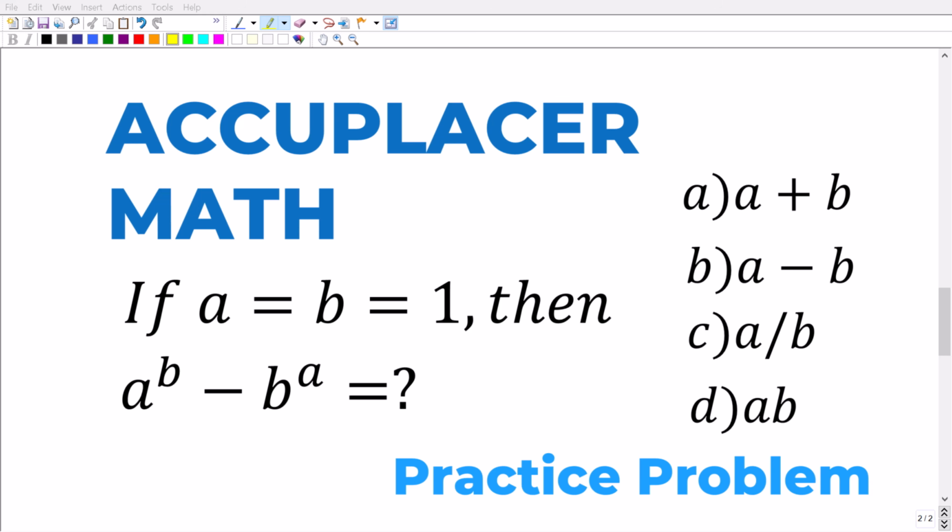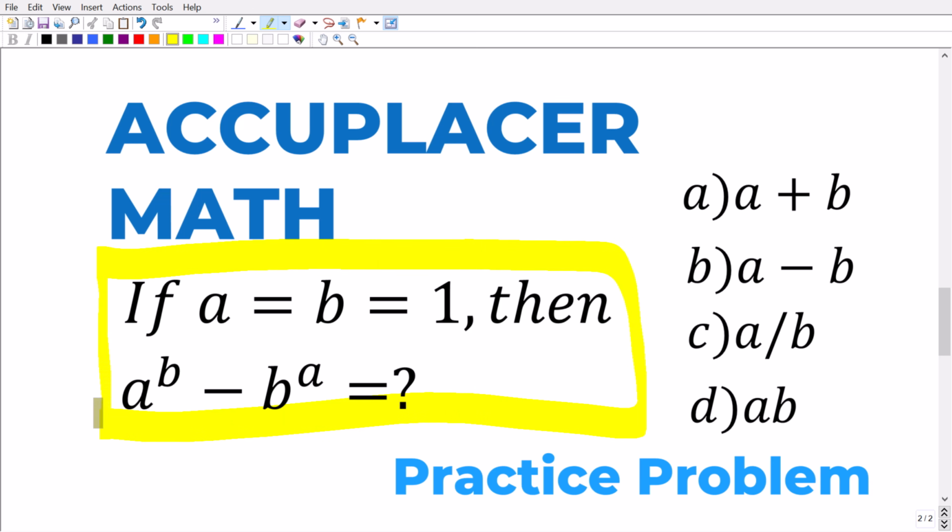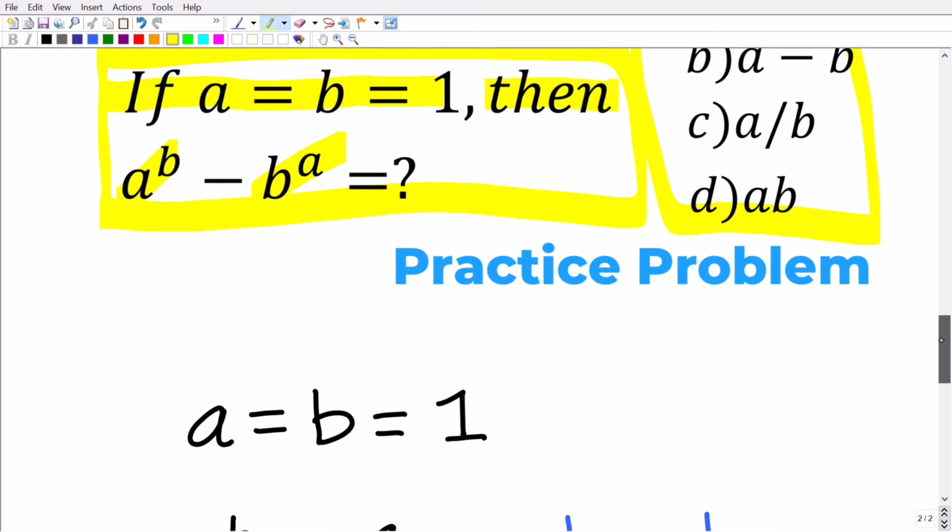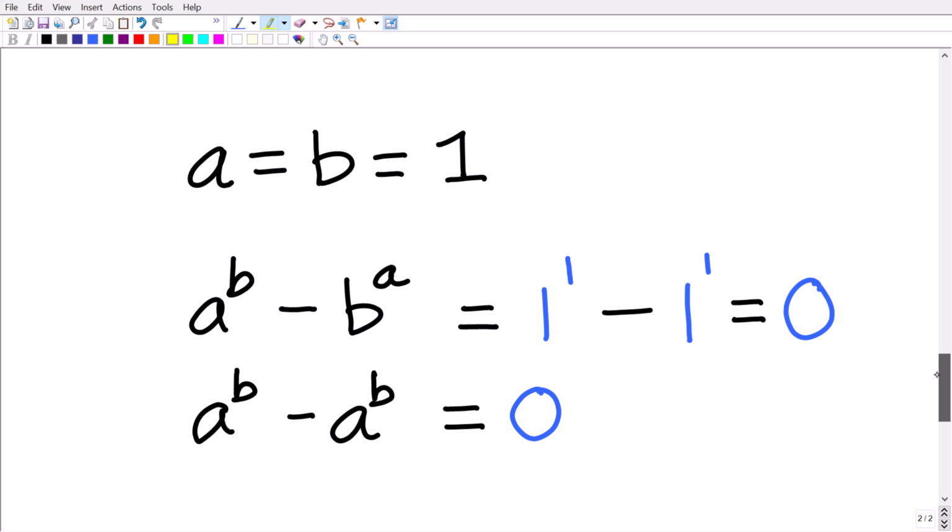Now this is kind of the classic trick question, and I'm going to show you why right now. What a lot of students do is they look at this part of the problem and concentrate only on this part, and they don't really look at the answers first. So if a is equal to b is equal to 1, then what is a to the b power minus b to the a power equal to? If you go down this route, you're going to get in trouble.